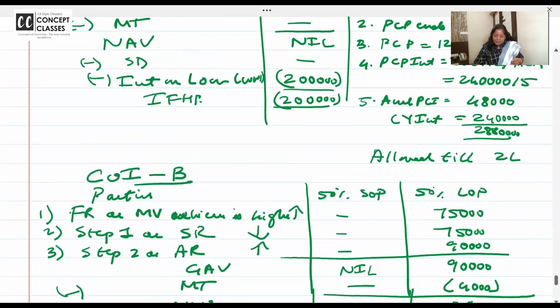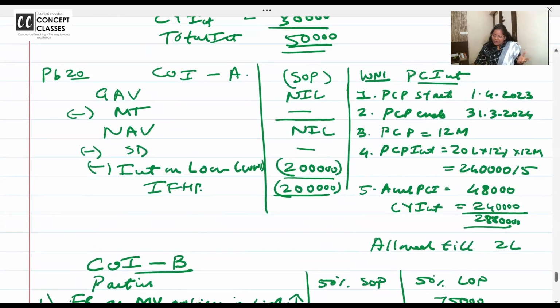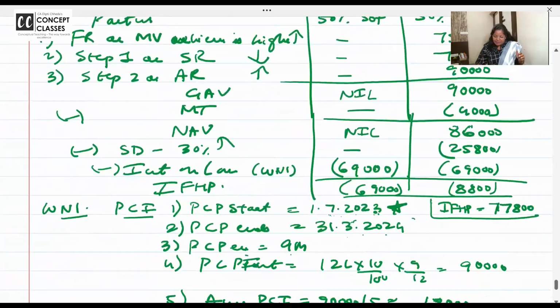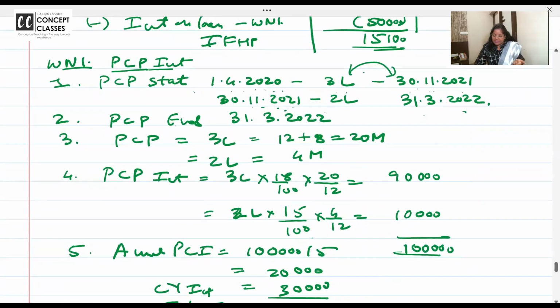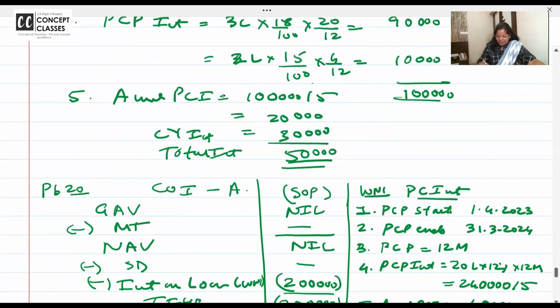How was the problem? Did you understand? First, we calculated for A, 1, 2, 3, 4, 5 steps. For B, 1, 2, 3, 4, 5. In fact, this problem was very nice because there were two loans. Yes, 3 lakh, and so the quality of the problems we have done is really good. You do it as homework.